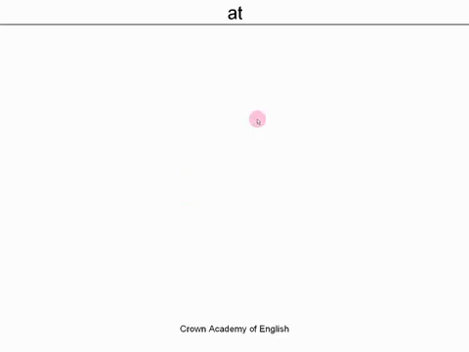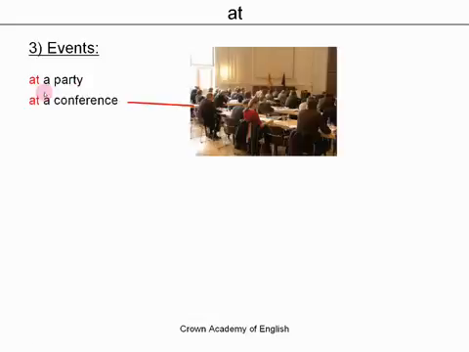And another use of at is events. For example, at a party, at a conference. So this is a photograph of a conference. So we can say, this man, he is at a conference. At a meeting, or at a concert. Okay, so all of these are events. And so for an event, if somebody is going to an event, we say they are at a party, or they are at a concert.